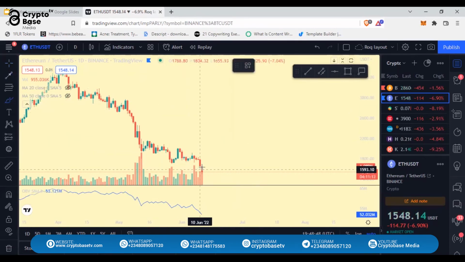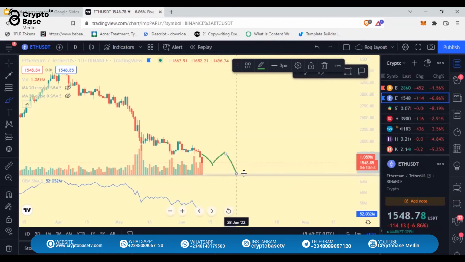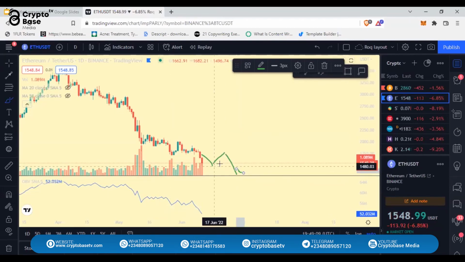Okay, let me just simply draw. Let's say Ethereum here wants to draw a pattern. Let's say it wants to draw an inverse head and shoulder, for instance. So Ethereum is already here, and then now it's coming back here, and then it comes back down again, and that drawing is still continuing, and then it forms like this. This is an inverse head and shoulder.